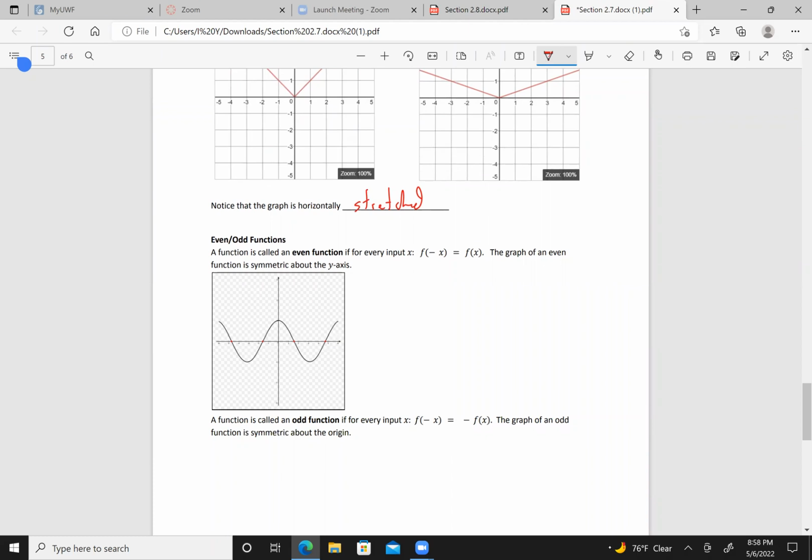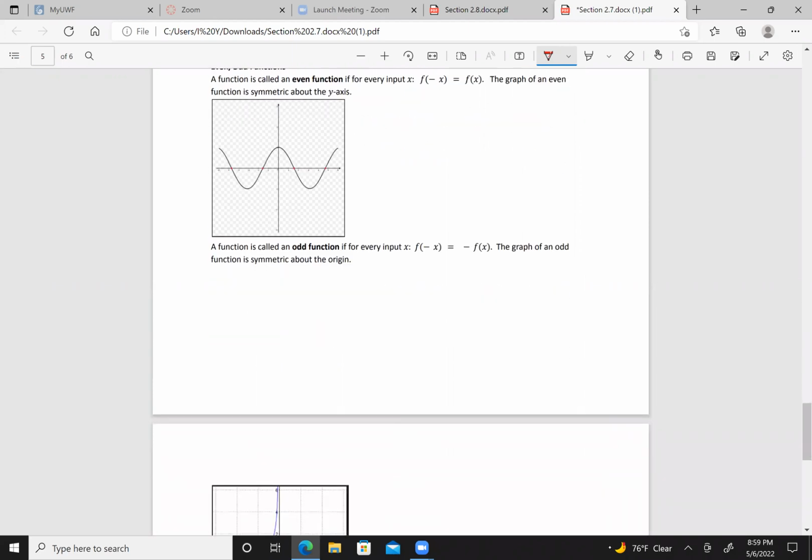So, even and odd functions. A function is called an even function if for every input of x, f of negative x equals f of x. The graph of an even function is symmetric about the y-axis. A function is called an odd function if for every input x, f of negative x equals the negative of f of x. The graph of an odd function is symmetric about the origin.